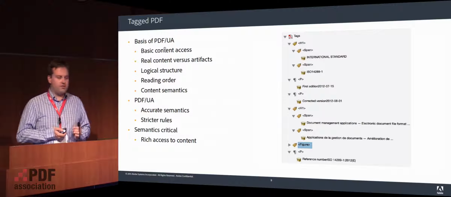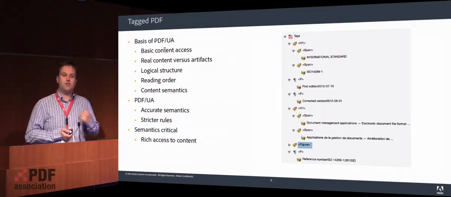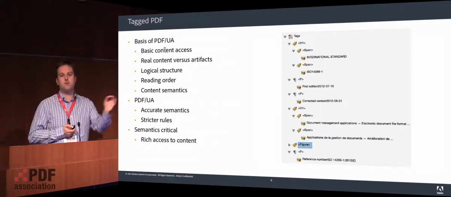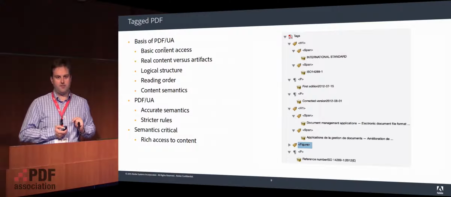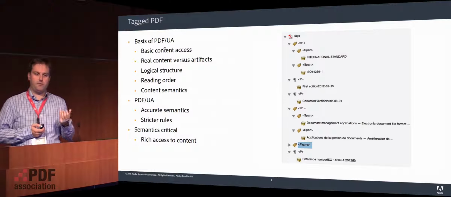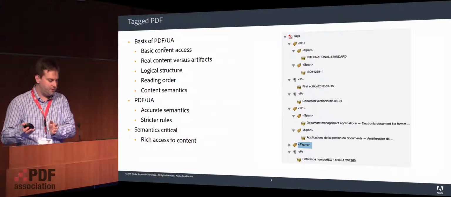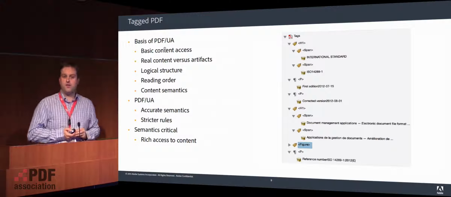Tagged PDF itself gives you basic content access. It tells you things like you will have textual mappings. You'll be able to map a glyph to a Unicode character. You'll have spacings between words to ensure that a processor knows where a word ends and the next word starts. But tagged PDF goes further than that.